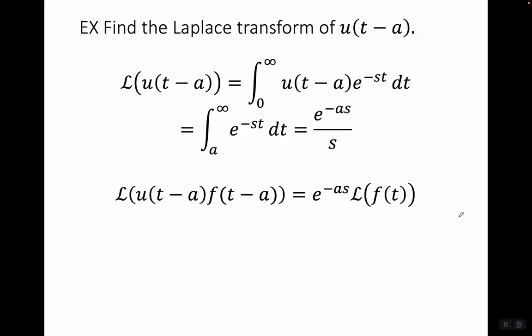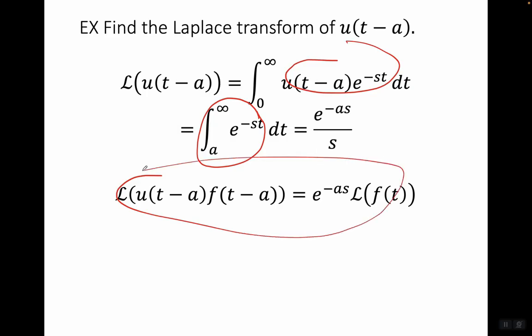Okay, find the Laplace transform of the Heaviside function u of t minus a. The Laplace transform of u of t minus a is, by definition, the integral of u of t minus a times e to the negative st. But remember, it only kicks in at t equals a. Before then, it's 0. So this is the same thing as the integral of e to the negative st from a to infinity, and that has value e to the negative as over s. In the same way, we could show that the Laplace transform of u of t minus a times f of t minus a is e to the negative as times the Laplace transform of f of t.